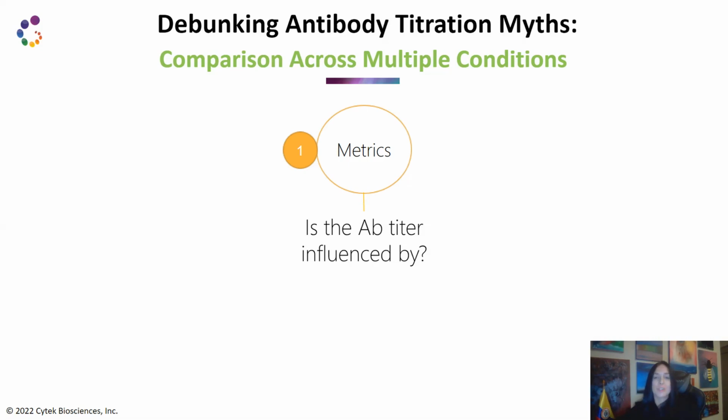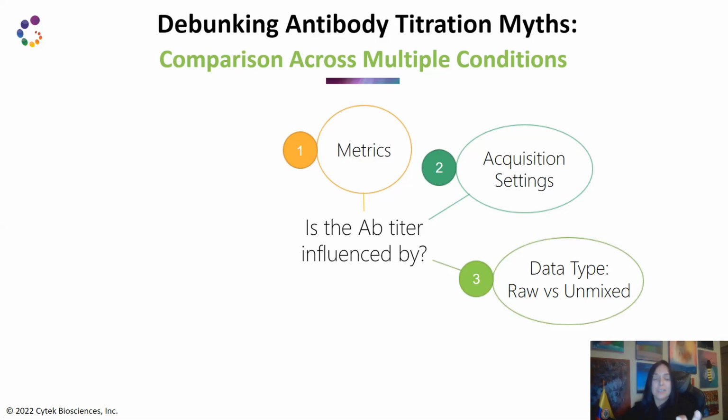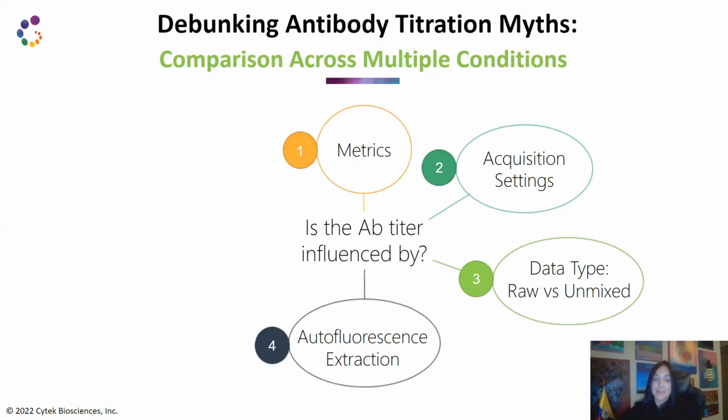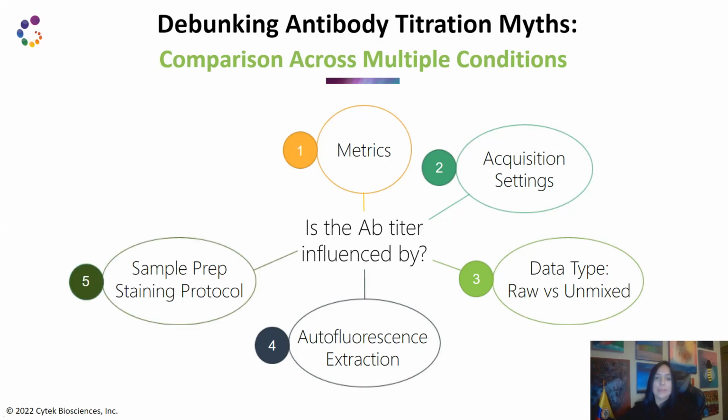First, the calculation. So the first question was, is the metric giving me different results in terms of antibody optimal concentration? The second question is if the settings used for acquisition play a role, if the data type, raw versus unmixed for our units, has any impact, the fact that we can extract autofluorescence, the type of sample preparation or staining protocol that you're using, and finally, if it matters that you use an Aurora versus a conventional instrument.